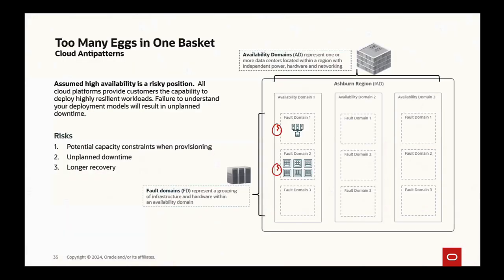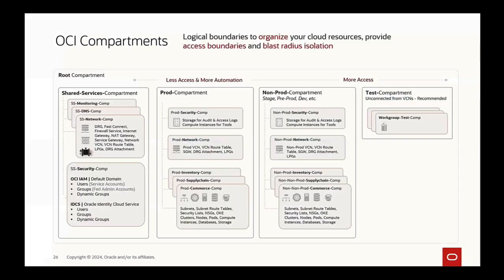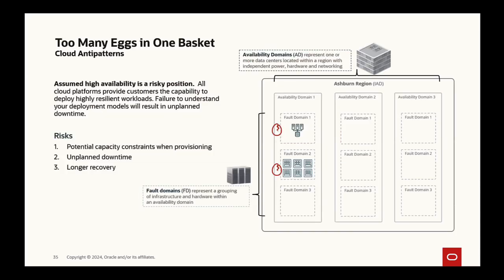The first one, I'm going to call this too many eggs in one basket. All right. So we talked about on, I think it was slide 25, the idea that you have fault domains and you've got regions and that you should split your workloads up. We talked about on slide 26 the idea that you want to take your resources and put them in different compartments, right? So let's go back to too many eggs in one basket, okay?